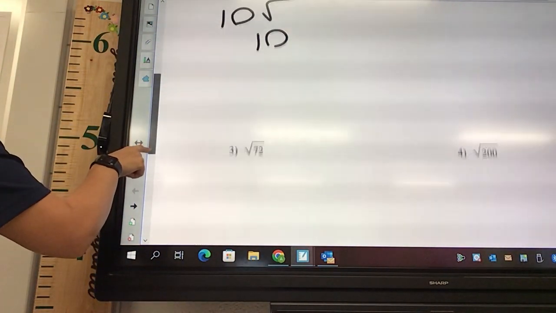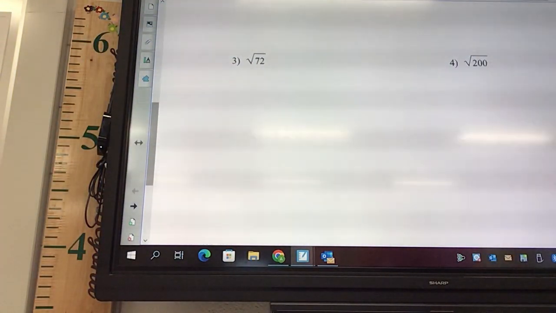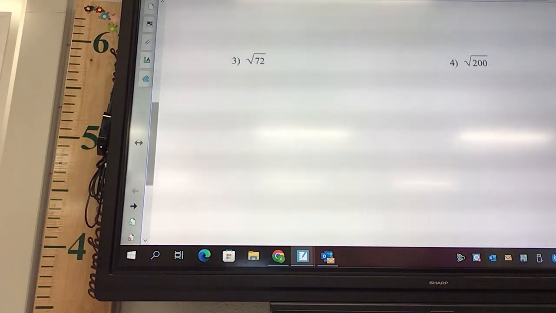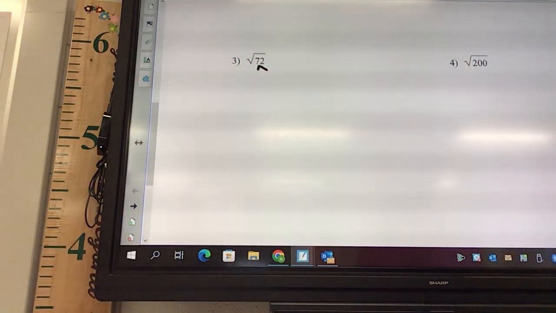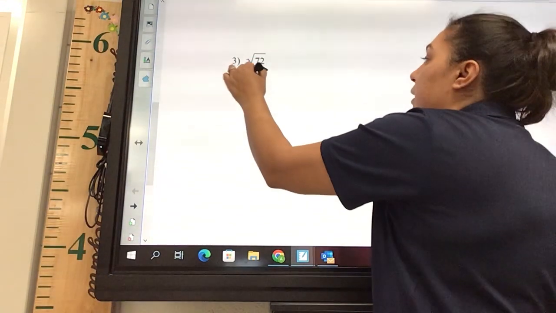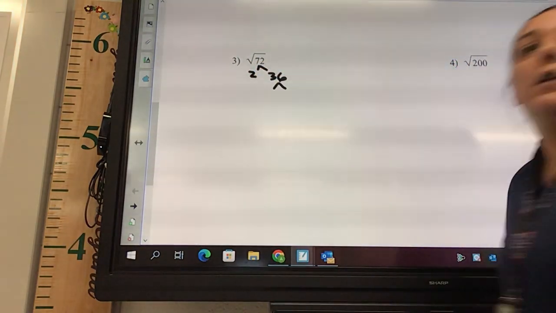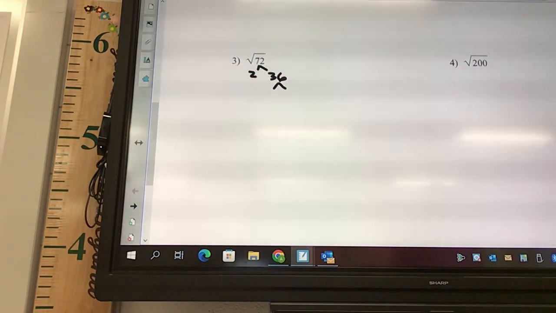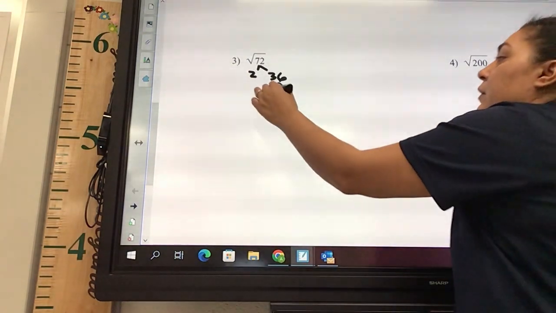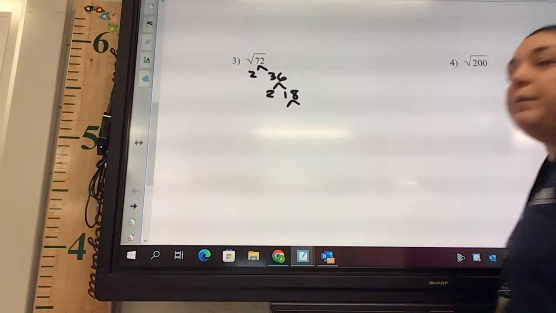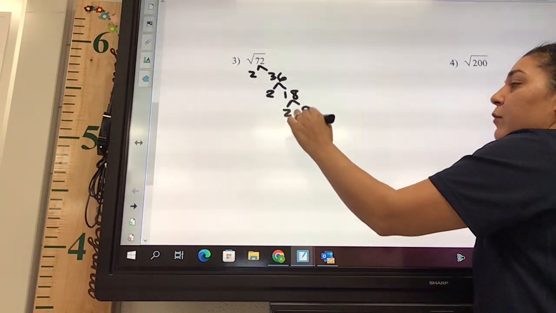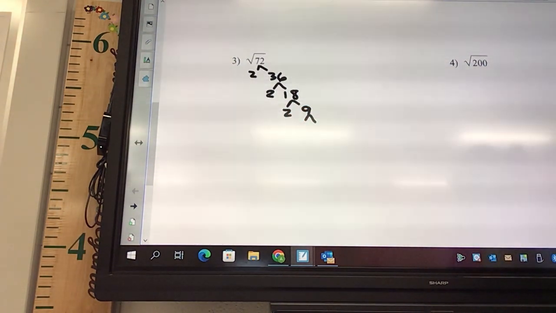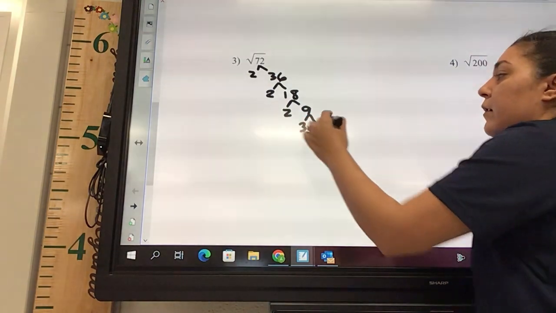Okay, let's look at number 3. On your calculator, first of all, what's our group number? 2, right? There's no number on the outside, so it's a 2. So on your calculator, you're going to say 72 divided by 2. 36. So you're going to say 2 and 36. 36 divided by 2. 2 and 18. 18 divided by 2. 2 and 9. And what goes into 9? 3 and 3. The smaller you get, the easier the numbers become.